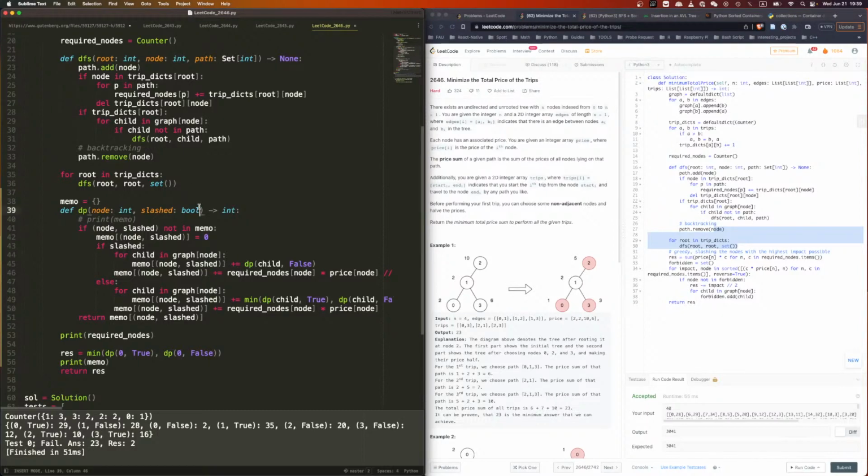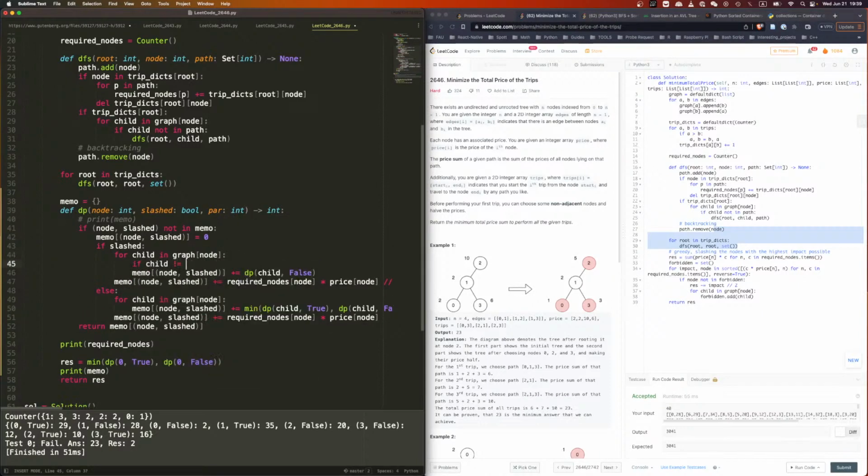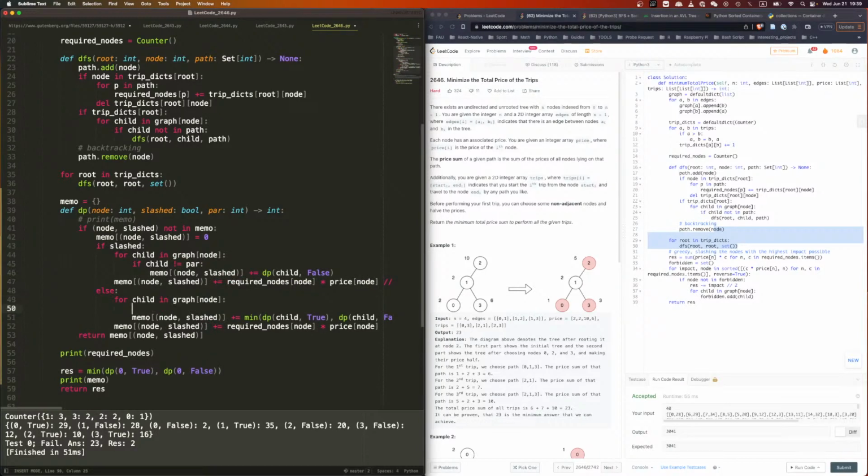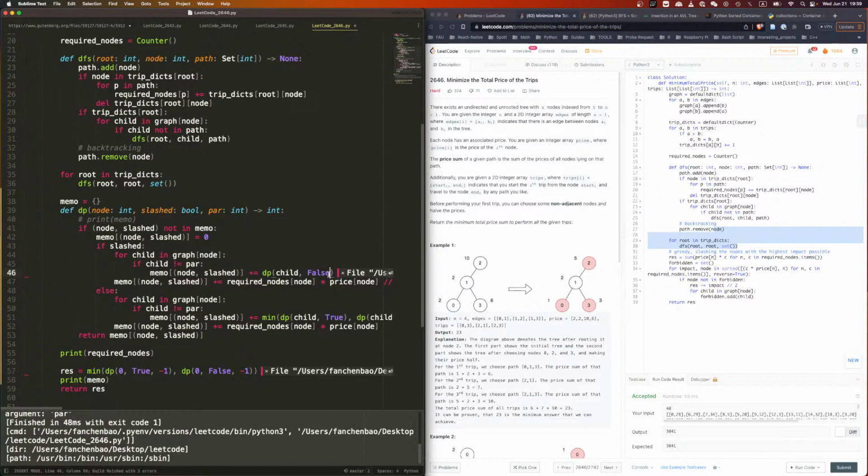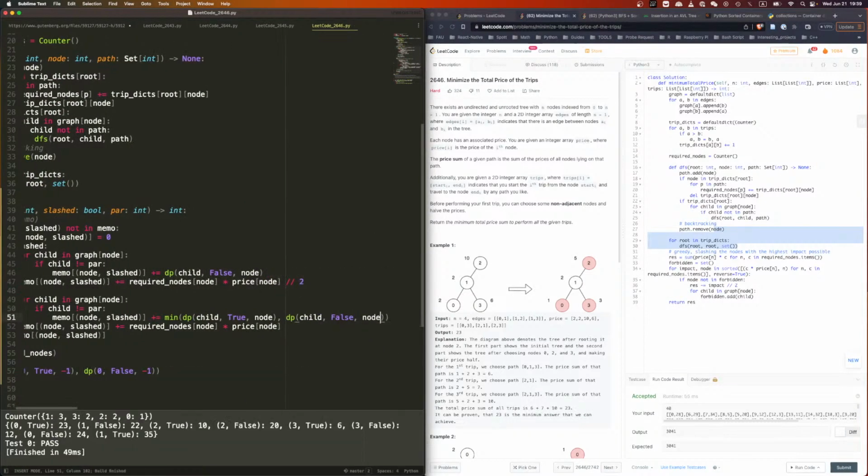I need a parent. Node, slashed, parent, for child, if child is not equal to parent. Blah blah blah, and then I need a parent is -1. I forgot a parent is node. Parent is node. It's a tree, so parent is sufficient.